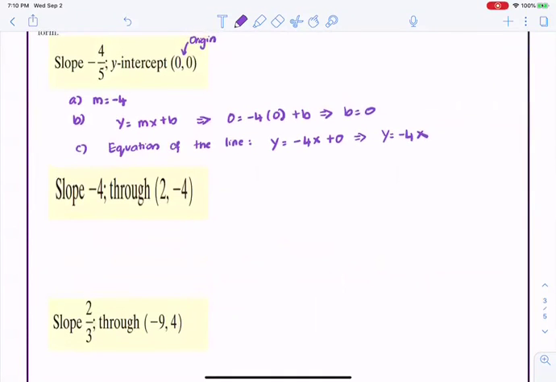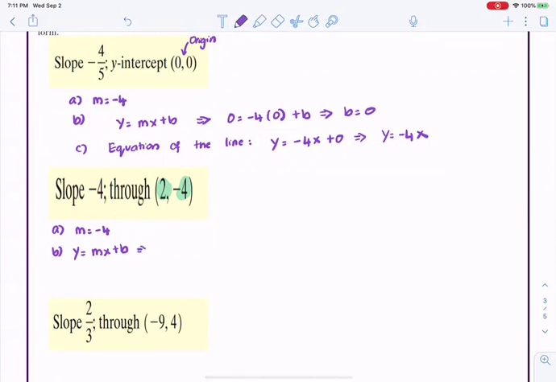So the next one, we don't have a y-intercept. Rather, we're just saying it has the slope of -4 and it is passing through (2, -4). So we know the slope, so we'll start with that. And we know the equation, slope-intercept form. And that is our point, (2, -4). So I know an x value, I know a corresponding y value, so I can plug in the x and y values and solve for b.